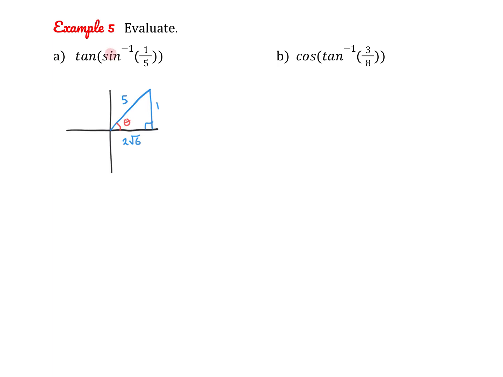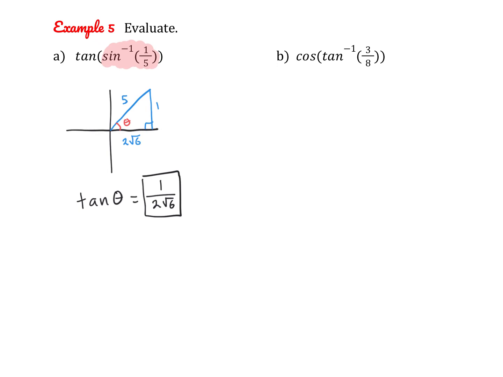So again, we're just saying that arc sine of 1/5 is just this angle. So from here, we're just finding the tangent of that angle, which we defined up in our picture. And we can see that the tangent of this angle is 1 over 2 root 6. So that is our answer.